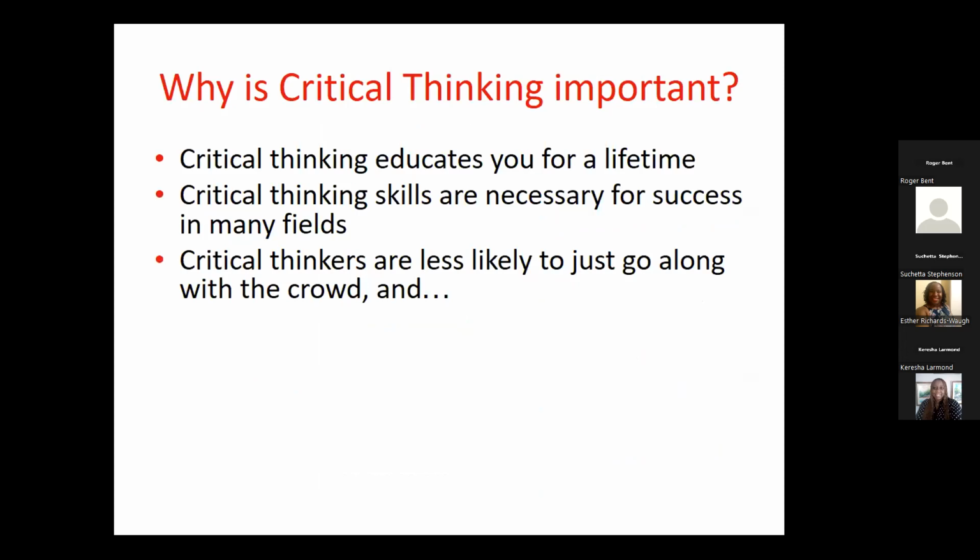Why is critical thinking important? Because it educates you for a lifetime. It's not for a particular course. It's going to take you beyond that. Critical thinking skills are necessary for success in many fields, right? In fact, for success in any field, you have to be a critical thinker. And critical thinkers are less likely to go along with the crowd.